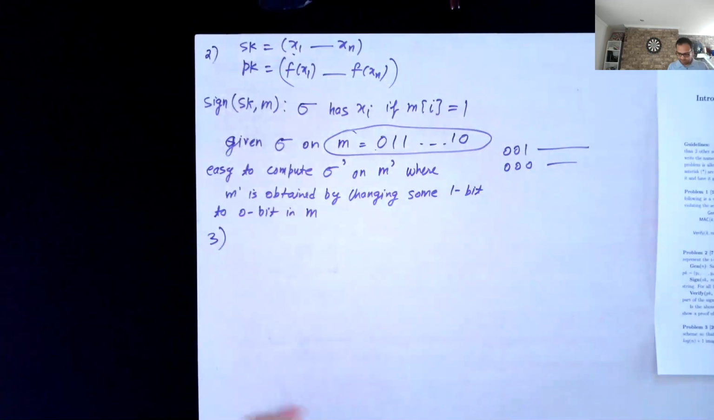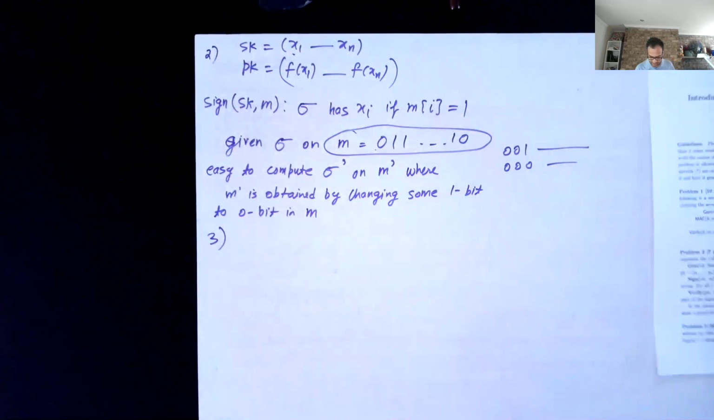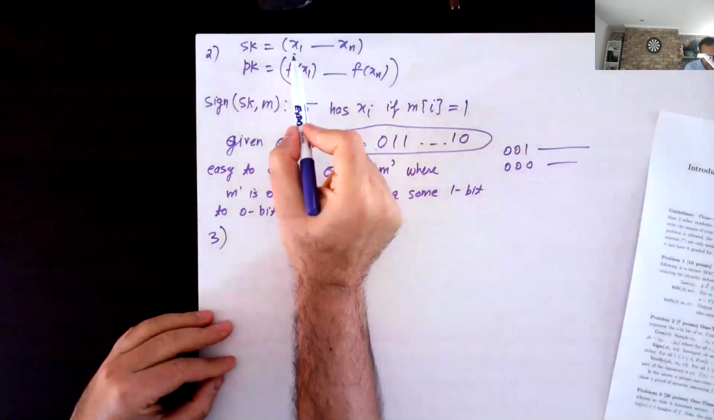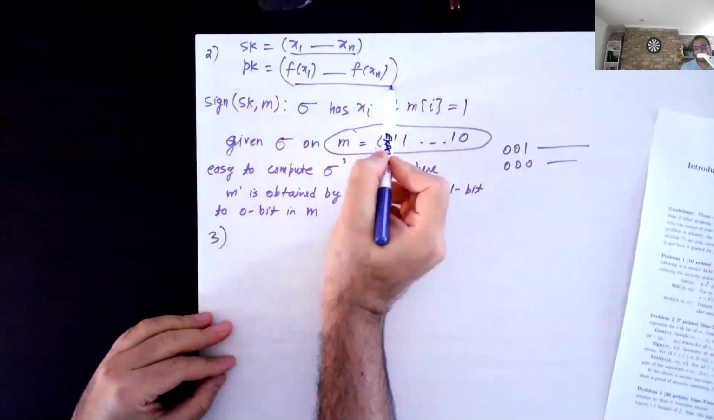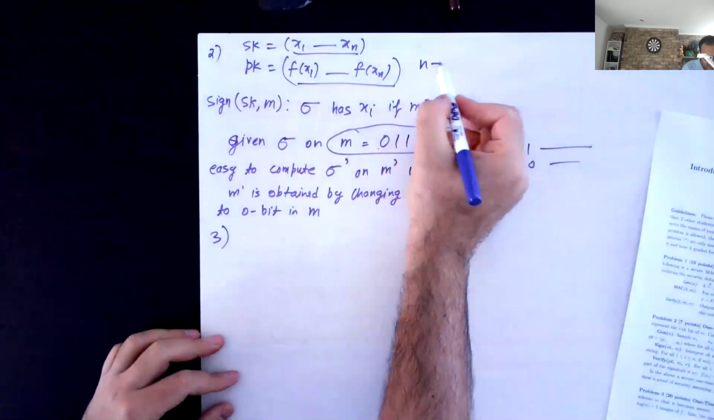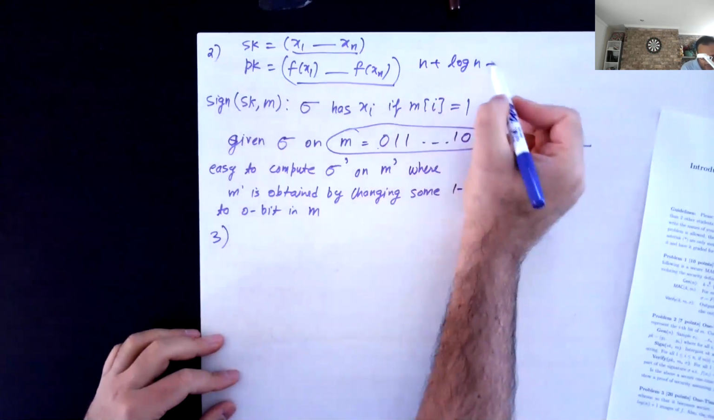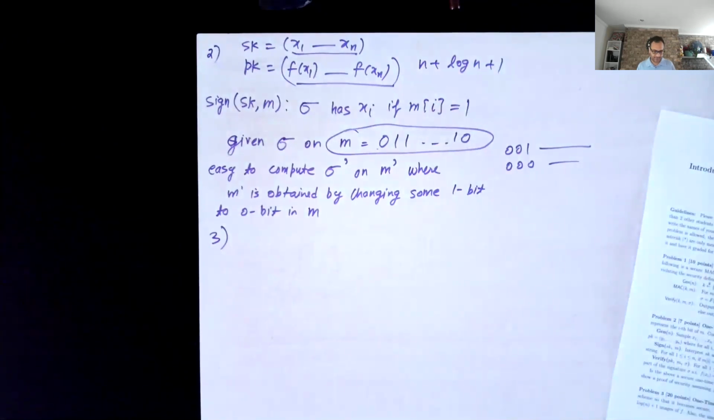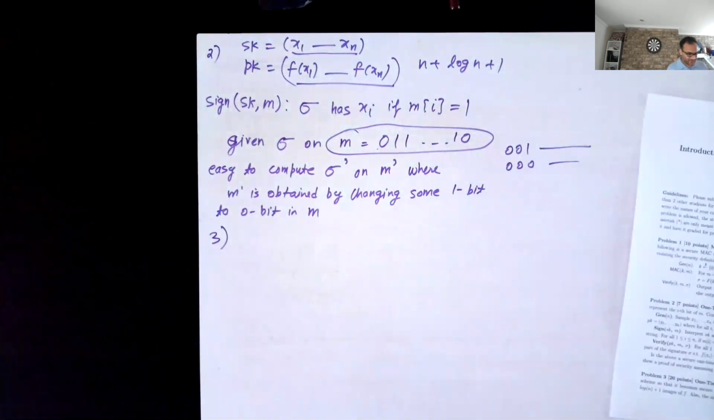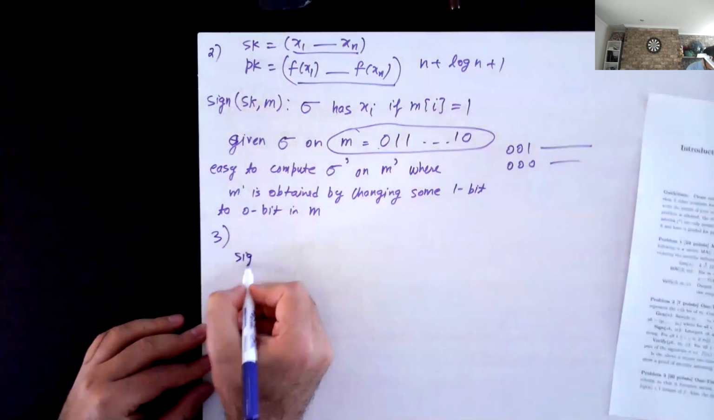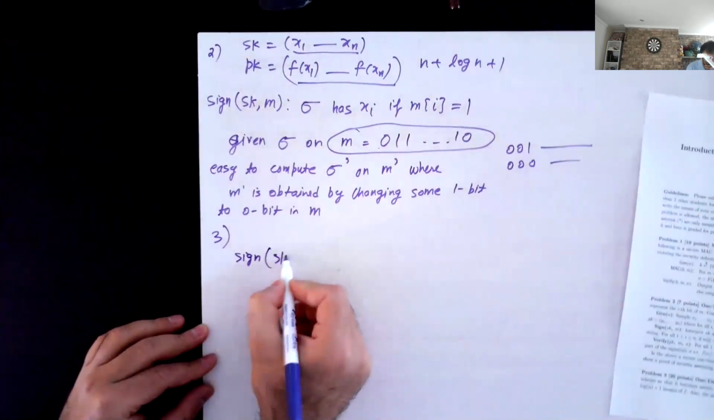So in the third problem, we can increase the size of the secret key and size of the public key from n strings to n plus log n plus 1 strings. Not all the way up to 2n. 2n is what we did in the class. But here we want to do something more efficient. Okay, and the idea is we modify the signing algorithm.